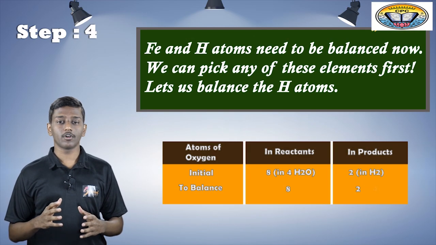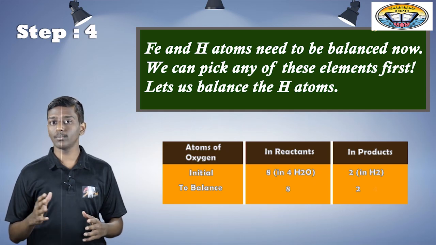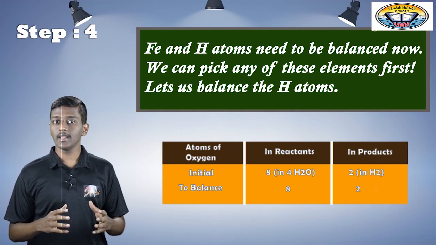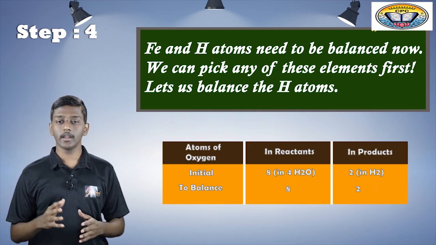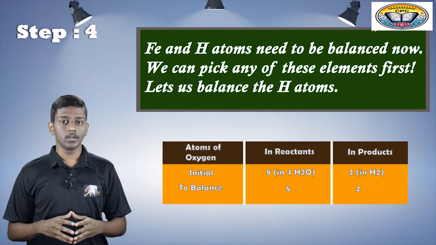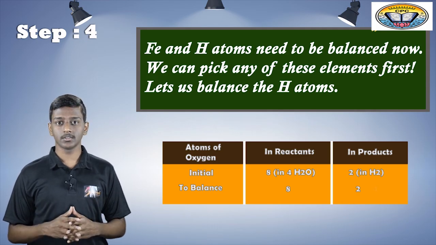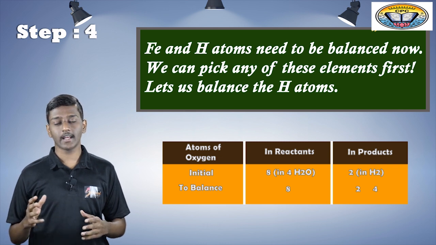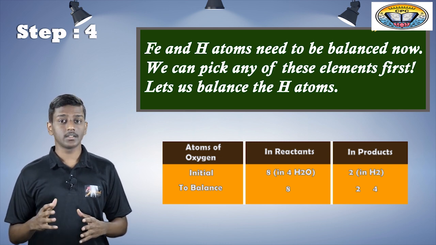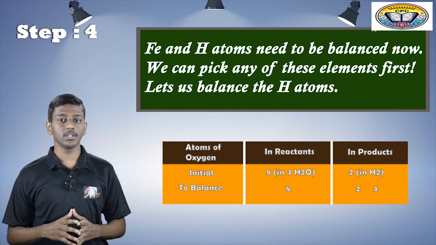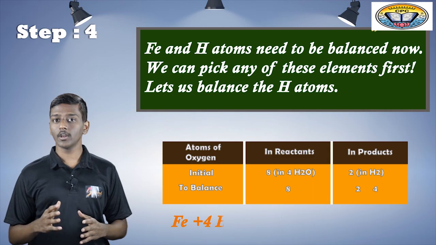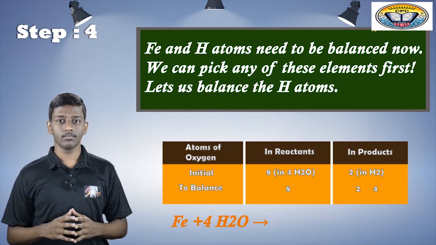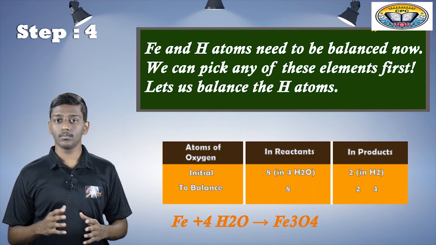Let us tabulate the number of atoms on both the reactant and the product side. On the reactant side, there are 8 hydrogen atoms. On the product side, there are 2 hydrogen atoms. To equalize the number of hydrogen atoms, we introduce a numerical coefficient 4 on the right hand side of the equation. Thus now the partially balanced equation becomes Fe plus 4H2O giving rise to Fe3O4 plus 4H2.